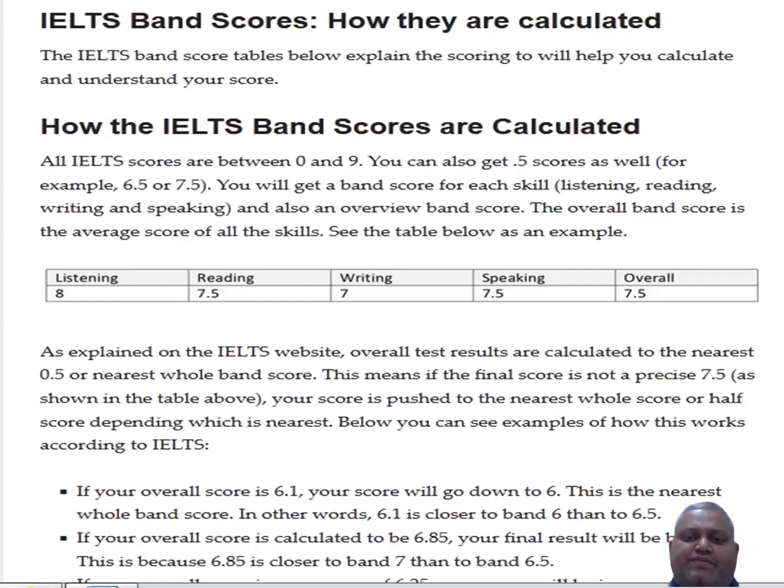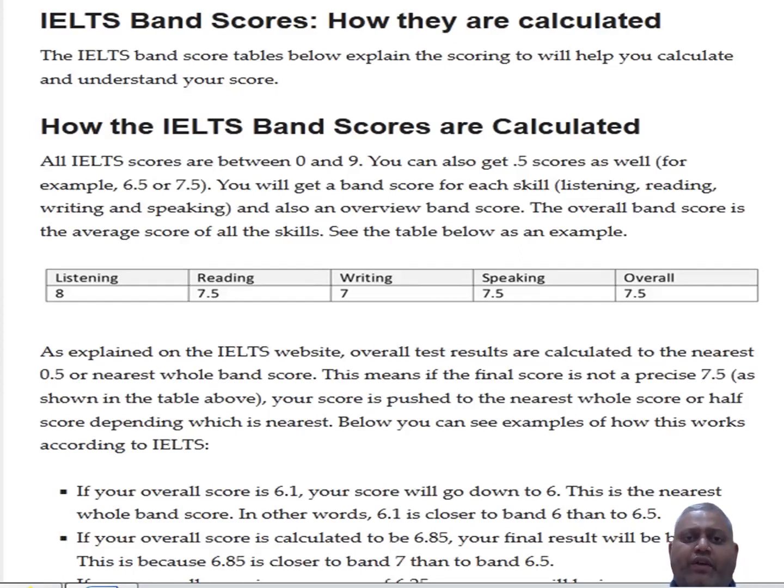This slide is very important. Please read it down, that how the IELTS band scores are calculated. Why I have mentioned that listening 8, reading 7.5, writing 7, speaking 7.5, and overall 7.5. Please understand one thing. If you want to immigrate to a country in IELTS, 8,777 means listening 8 and the rest of the part 7. These bands are mandatory.